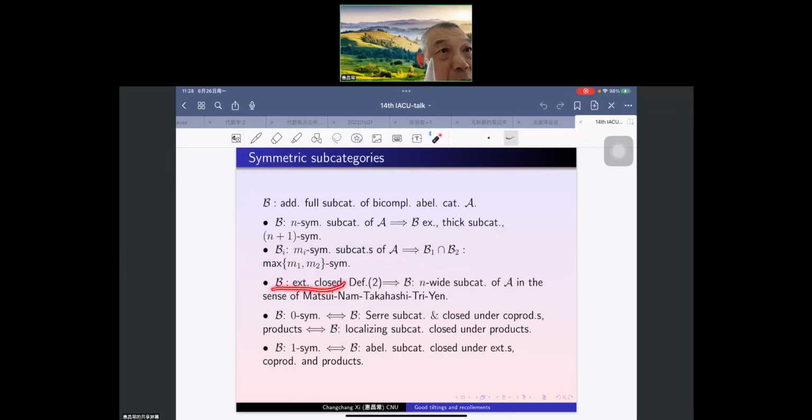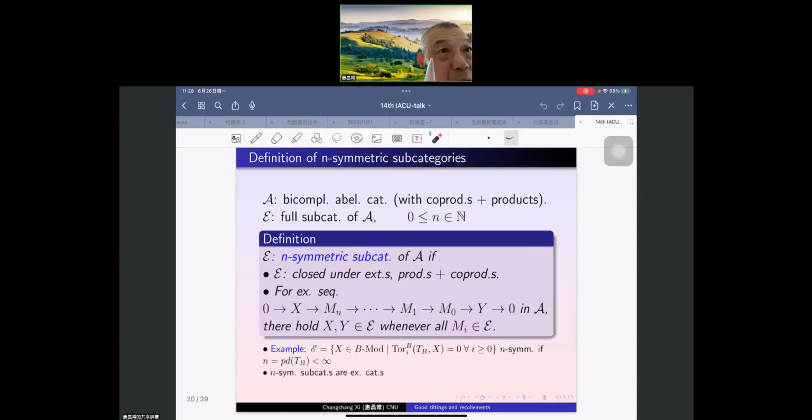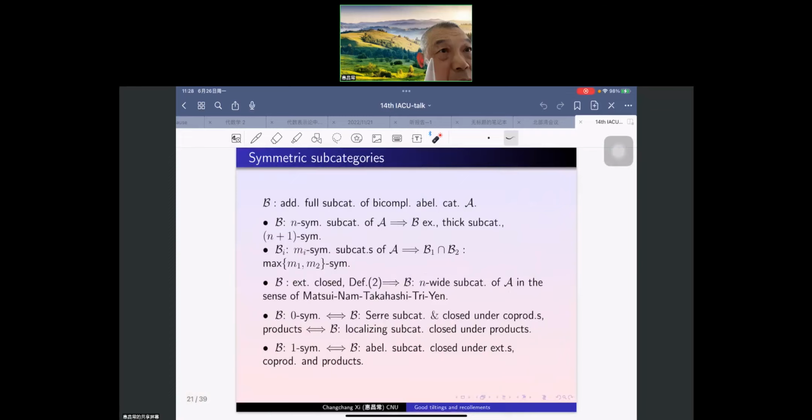If B is extension closed, then the condition of definition two, that means these conditions, implies B is a wide subcategory in the sense of this definition of a wide subcategory of an abelian category. If B is zero symmetric, then B is in fact a subcategory closed under products and coproducts. Equivalently, B is a localizing subcategory closed under products. And we also have B is one symmetric, which in some sense is an abelian subcategory closed under extensions, products and coproducts.